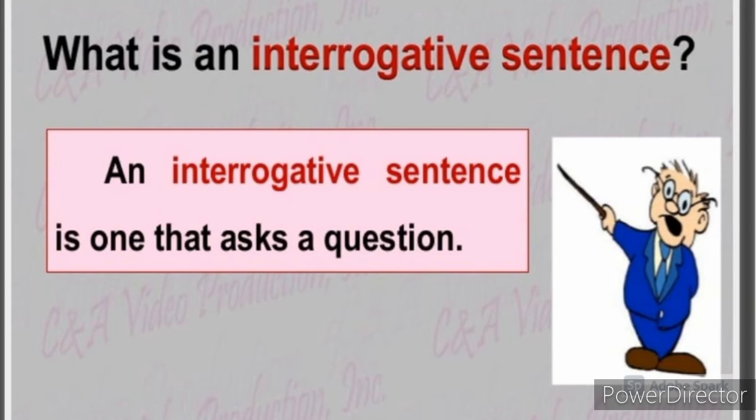Now coming to another type, which is the interrogative sentence. What is an interrogative sentence? An interrogative sentence is one that asks a question. Simply, the sentences which ask a question are categorized as interrogative sentences. For example, are you a student? Did you go to Karachi?